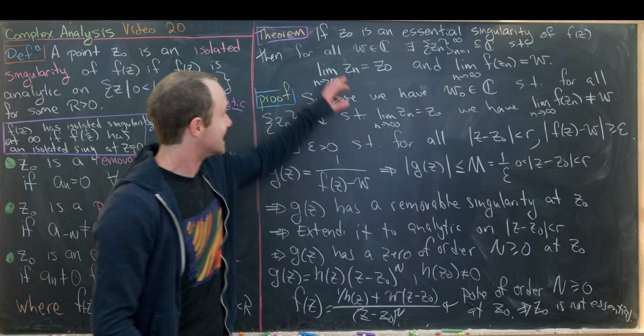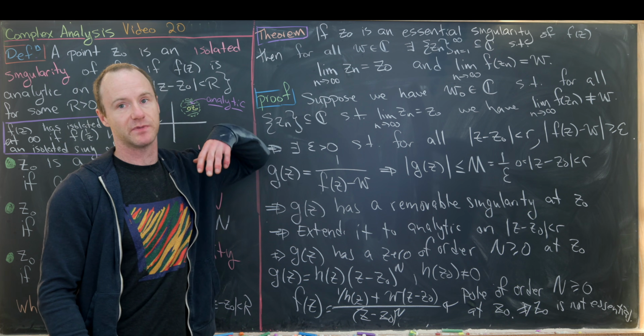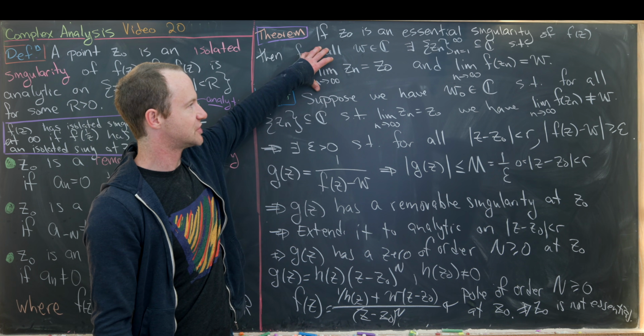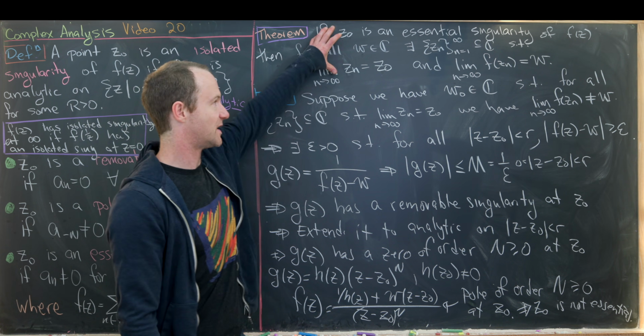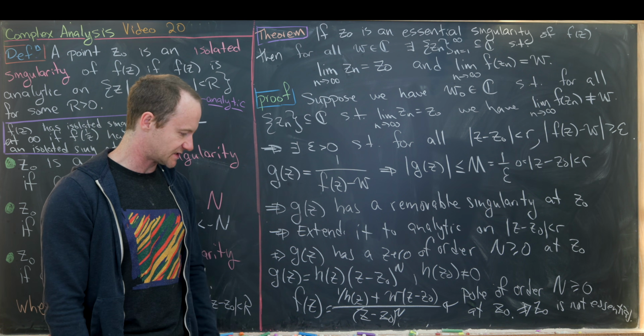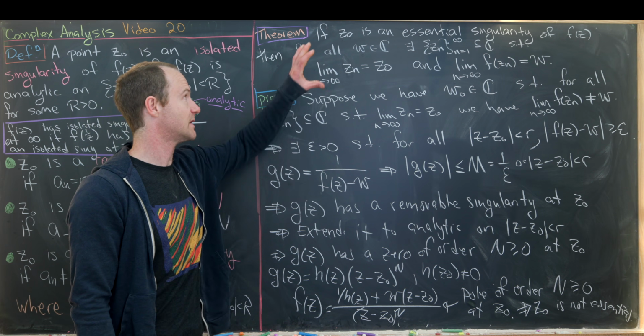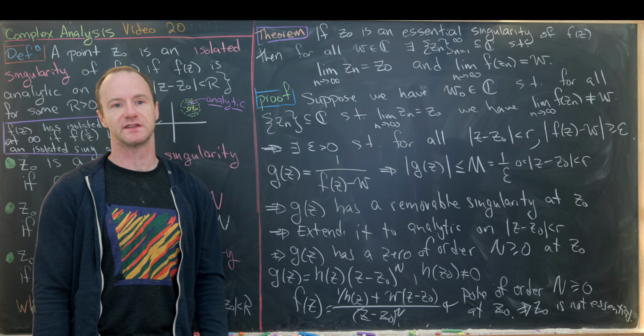But that is the negation of our hypothesis up here. So we just proved that the negation of the conclusion implies the negation of the hypothesis, which is the contrapositive to this statement. But the contrapositive is logically equivalent to this statement. And so that finishes the proof of this theorem.